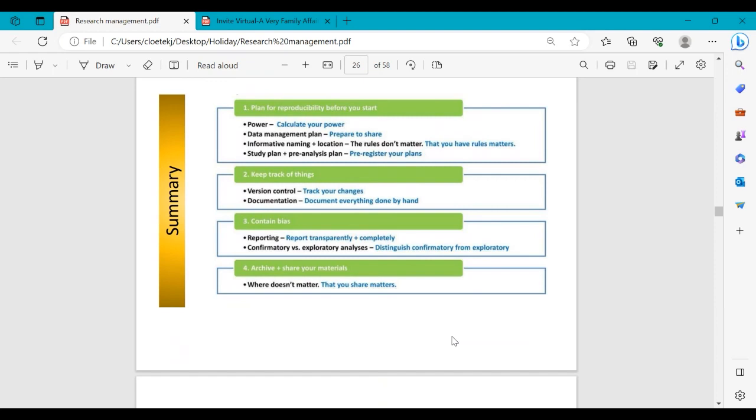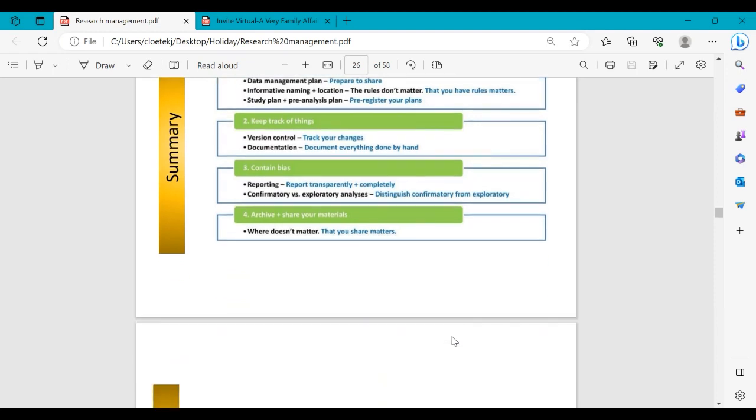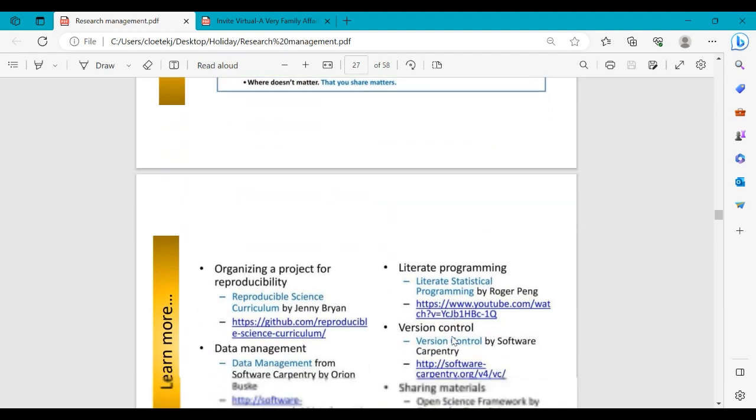Remember to keep track of things, to contain bias in how you report data. For example, don't leave out missing data, or don't leave out outliers. Discuss this with your statistician and your supervisor, who will give you the best advice on how to handle this. And remember to archive and share your materials. And if you're sharing your materials, especially if you're working with patients, you need to anonymize the data.